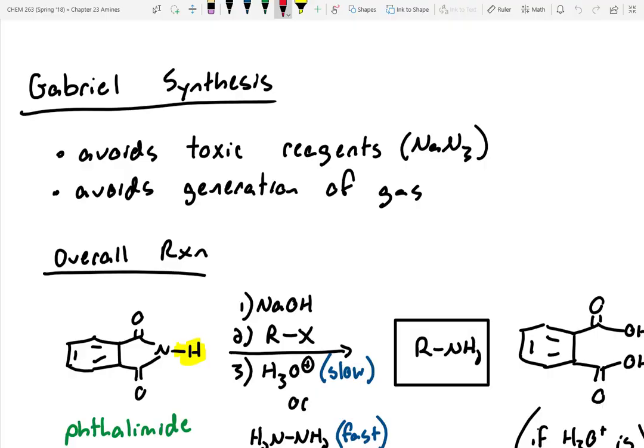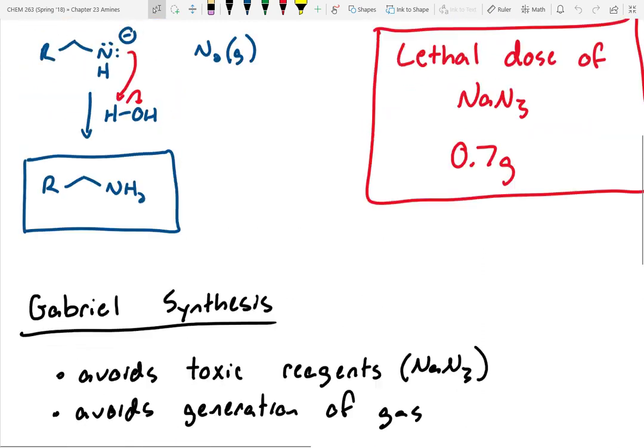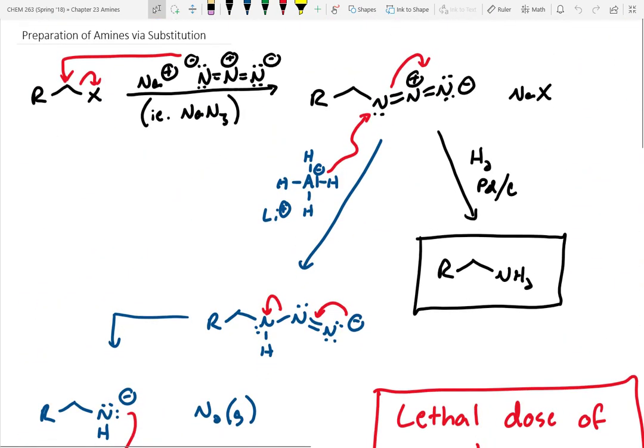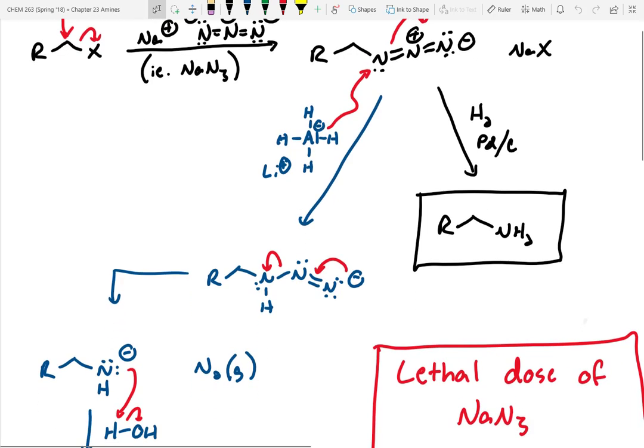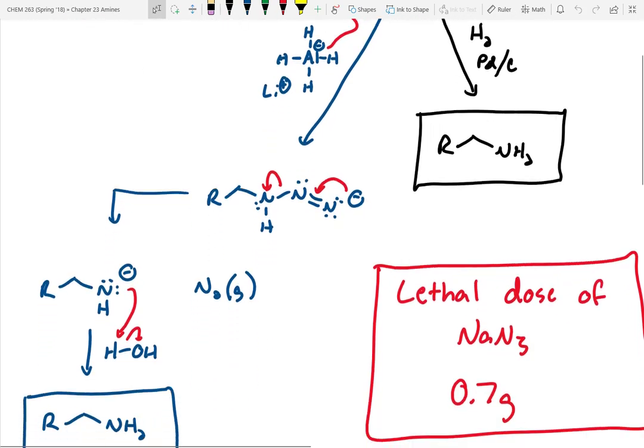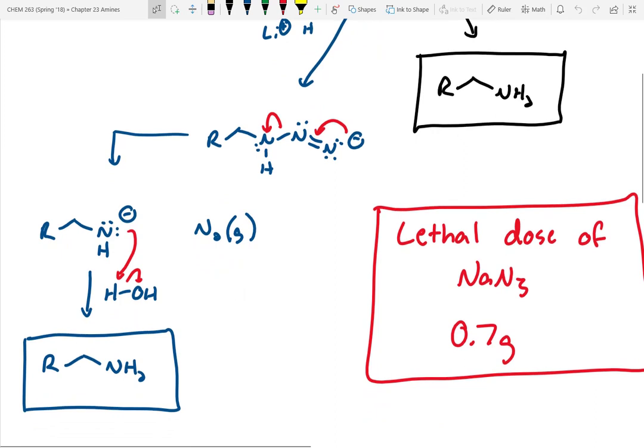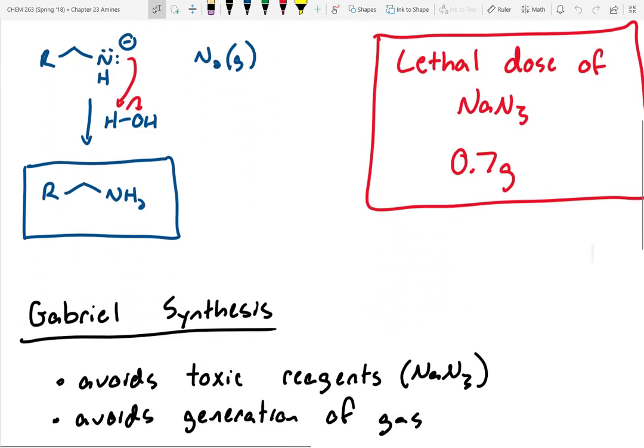All right, so yesterday we finished up talking about the Gabriel synthesis. And the Gabriel synthesis, if you remember going back here, was a response to the use of sodium azide. We said that you could make primary amines by doing SN2 substitution with sodium azide, and then reduce it using palladium on carbon and hydrogen, or LAH. But the big problem here was that this is very, very toxic, and it evolves a lot of gas. Both of those aren't suitable for large-scale reactions.